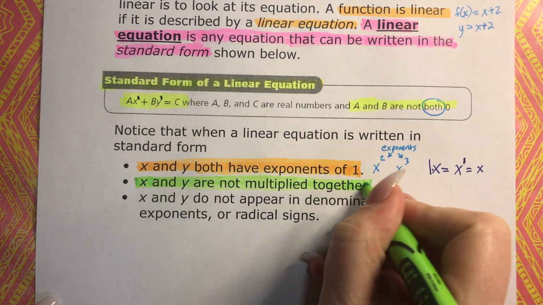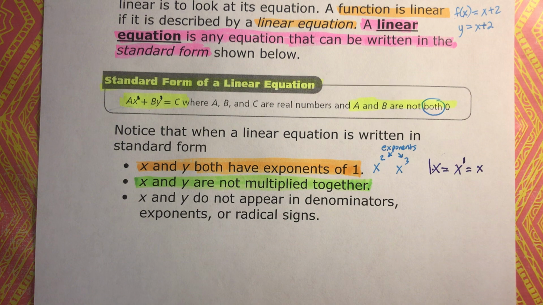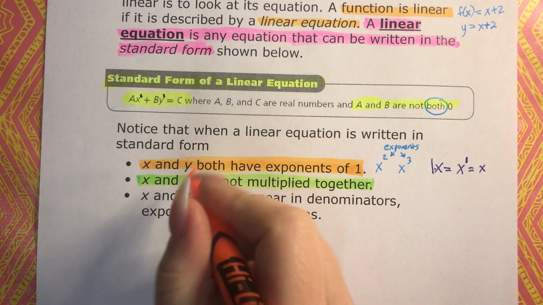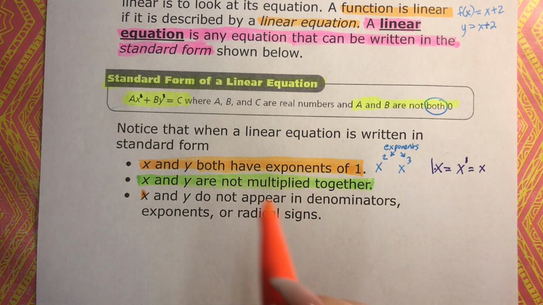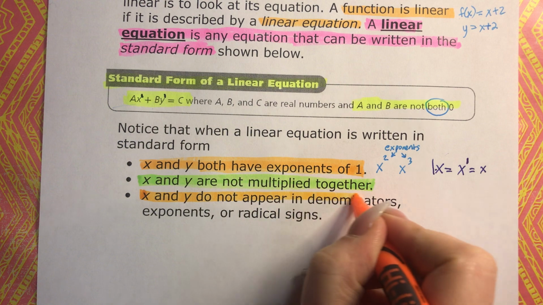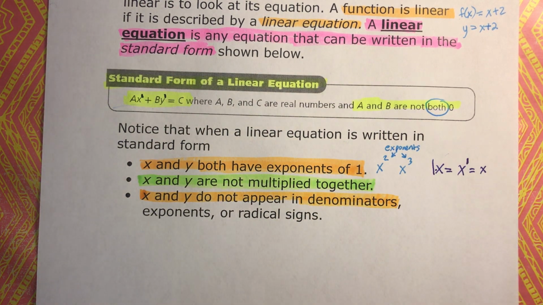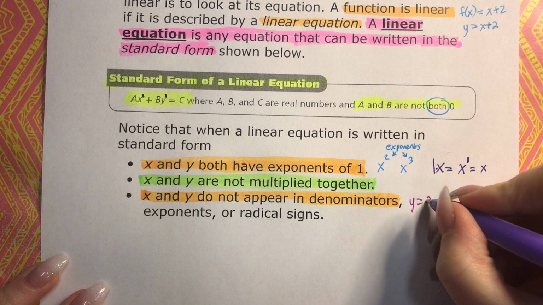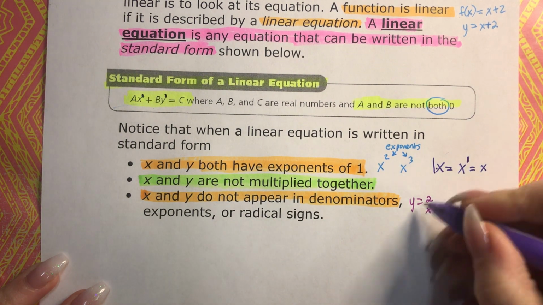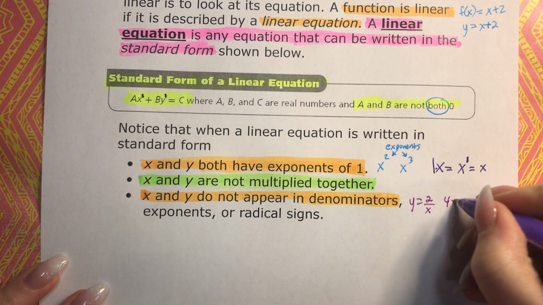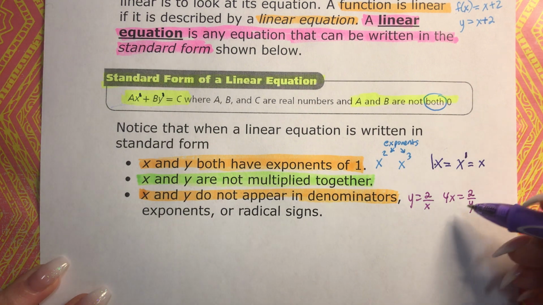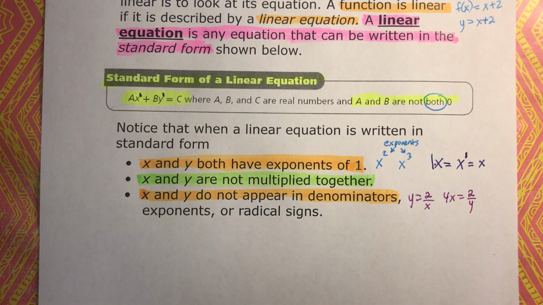Okay, so they can't be multiplied together. What else? X and y do not appear in denominators. So that would look something like this. If we had something like y equals 2 over x, well, x is in the denominator, so that wouldn't be a linear function. Or if we had 4x equals 2 over y, okay, y is in the denominator, so that wouldn't be a linear equation. Okay, so that's one characteristic.